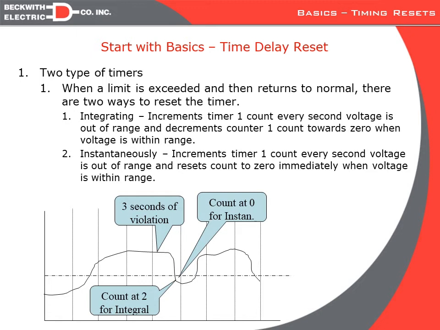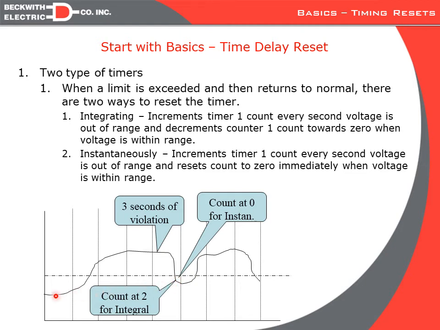Now, the next setting we need to talk about with timing is in our reset. So the time delay reset occurs when you start the time, but before you finish or expire, you come back into band. So in this case, for instance, if we're out of band for 3 seconds and then we come back into band, what do we do with the time delay? If we set it to instantaneous, whenever you come back into band, you reset the time delay back to 0 and it has to start counting over.